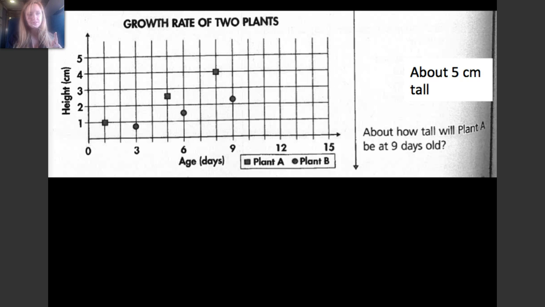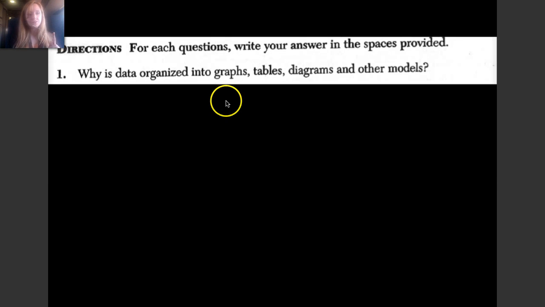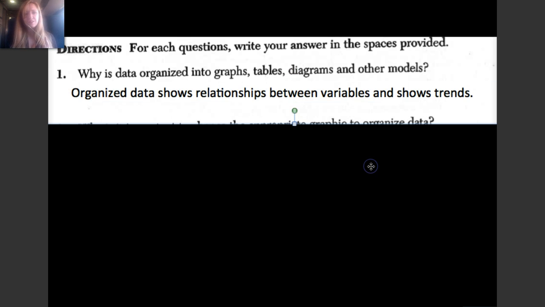So now let's go on to our other questions. For question 1, why is data organized into graphs, tables, diagrams, and other models? So why do we put the time into doing that? Well, if you ever try to look at raw data with just all numbers all around, it's pretty rough. So organized data helps us show trends, remember, like increase, decrease, and constant, or patterns in relation between variables. And remember, we have independent, dependent, and constant variables, or just factors, how things interact.